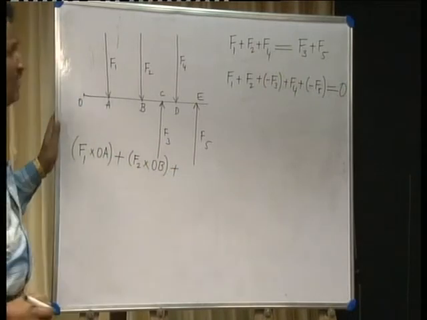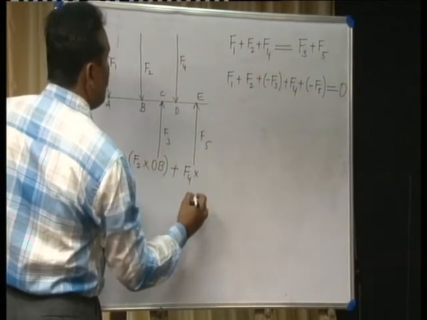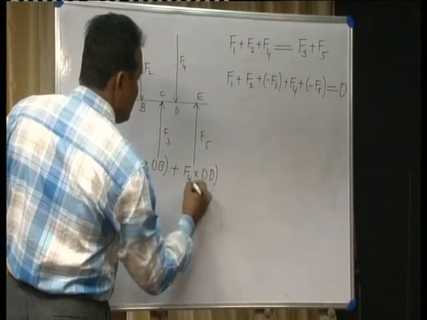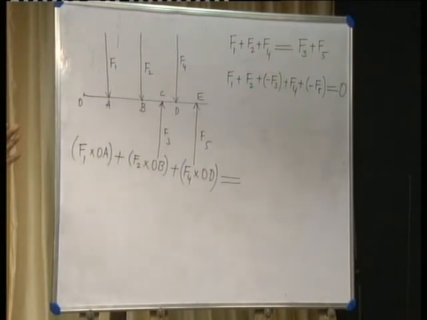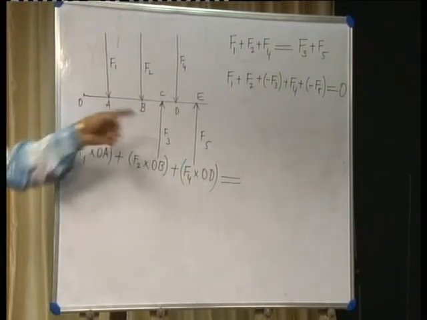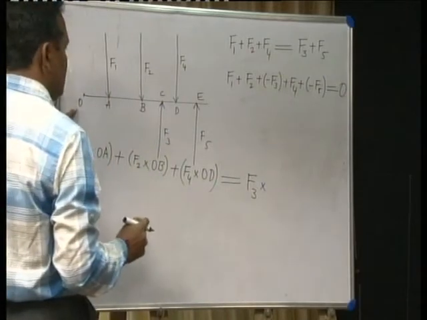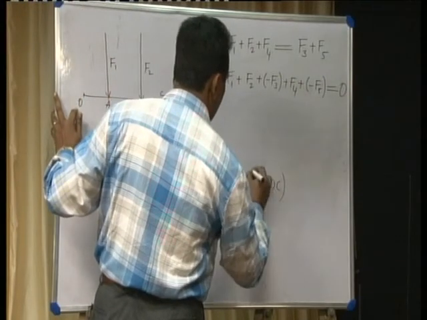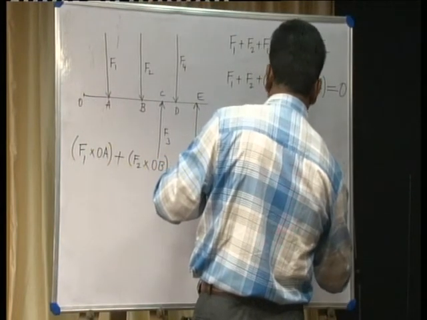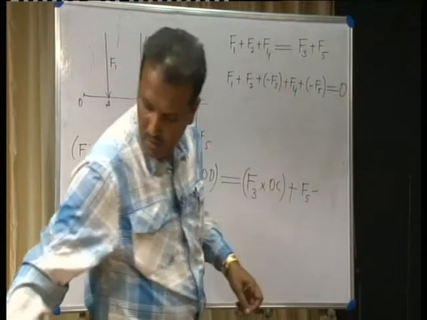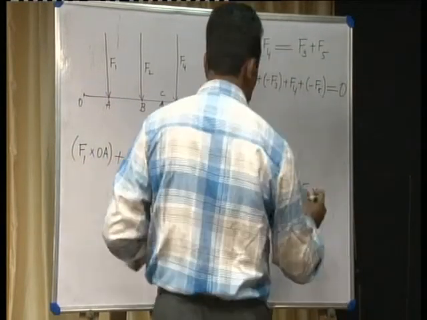Then what is the moment of force because of F4? This is F4 into OD. So, this gives the negative moment, which is equal to the positive moment. Positive moment is obtained when the body rotates in the anticlockwise direction. So, this is F3 into the distance OC, plus, what is the moment of force because of F5? This is F5 into the distance of separation OE.